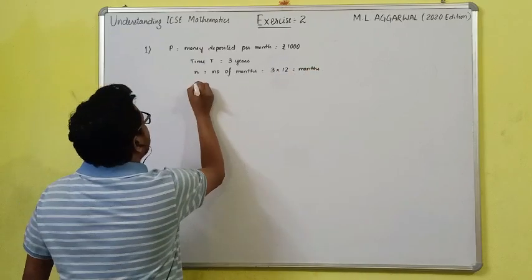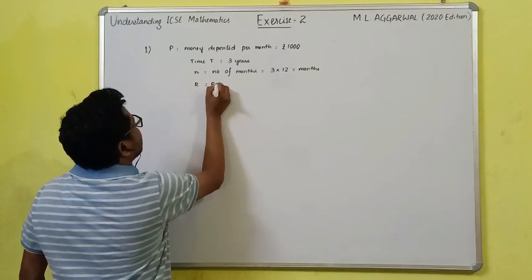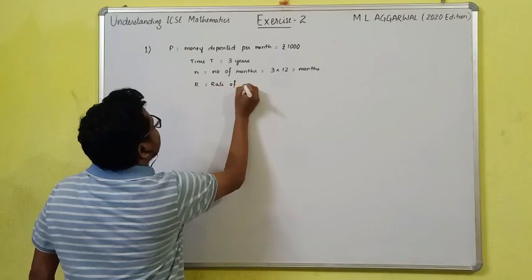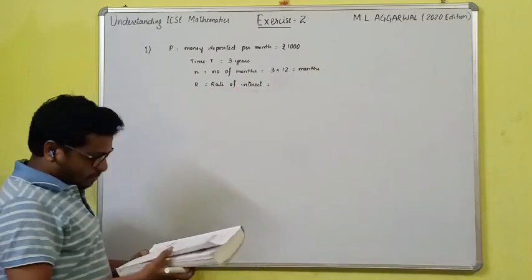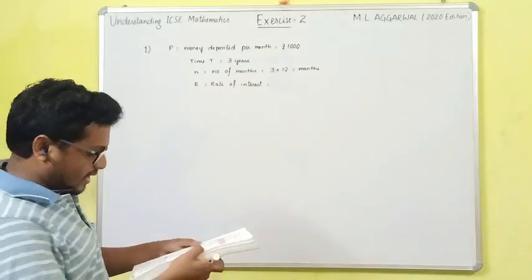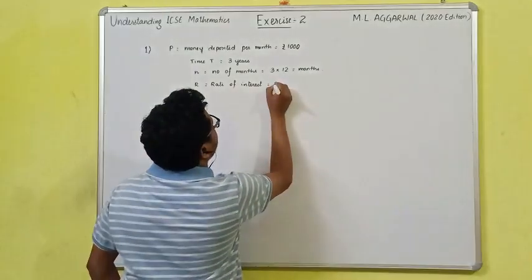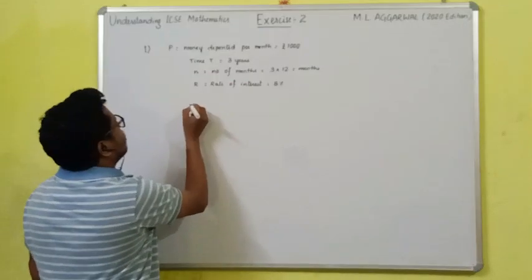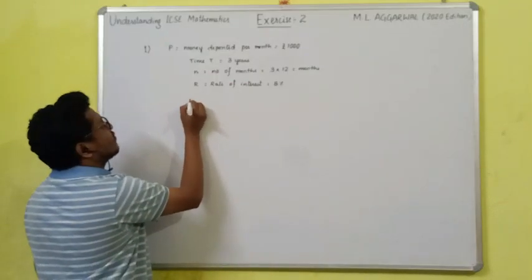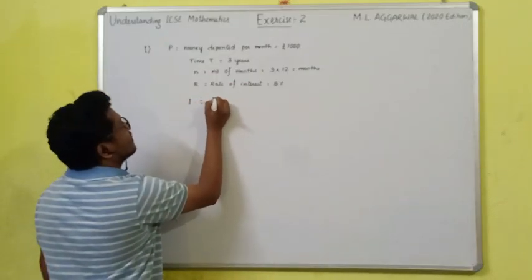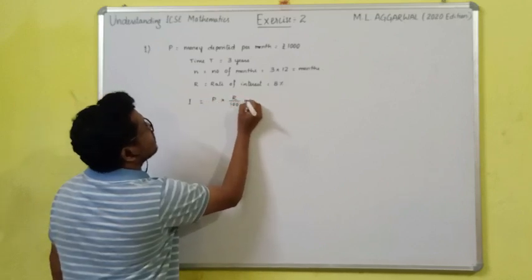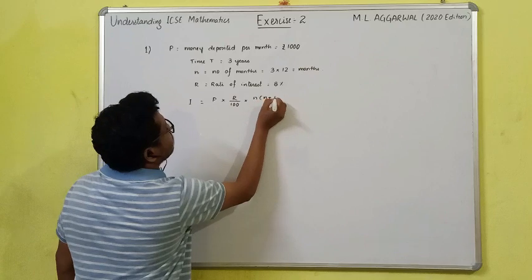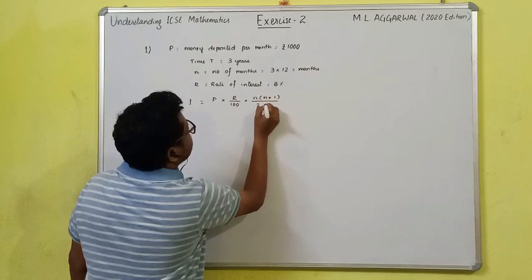Then your R percentage means rate of interest. So rate of interest is equal to how much percentage? That is 8%. So you have to find out here the maturity value. Before going to maturity value, I have to calculate interest. So the interest formula is P into R by 100 into n bracket n plus 1 by 2 into 12.